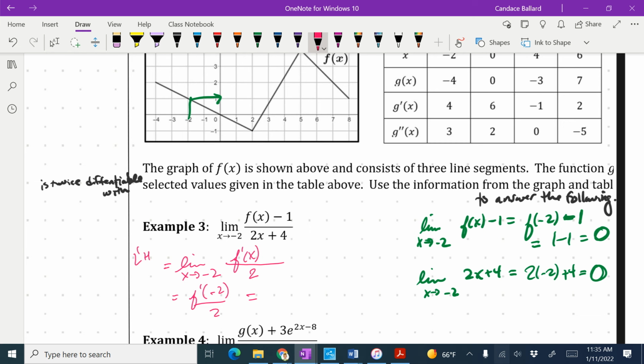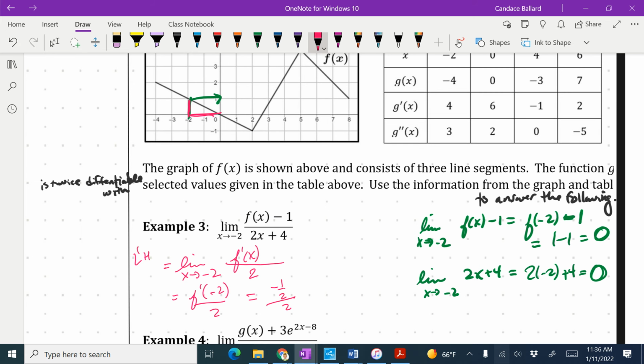It's been a while since we've done a graphical stem. When I have f prime, am I looking at the y value or the slope? Slope. Good job. You guys have been well trained. All right. So we'll be ready for these kinds of questions on the AP test. All right. What's the slope there?